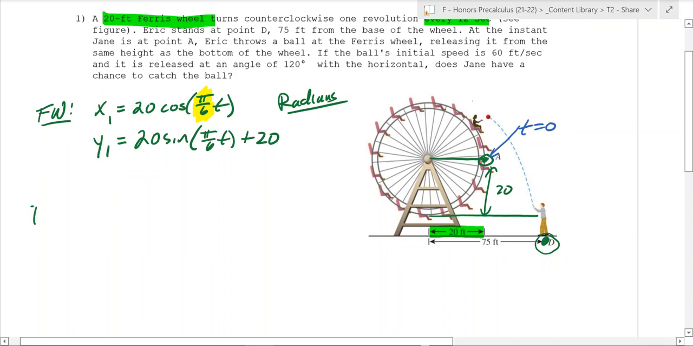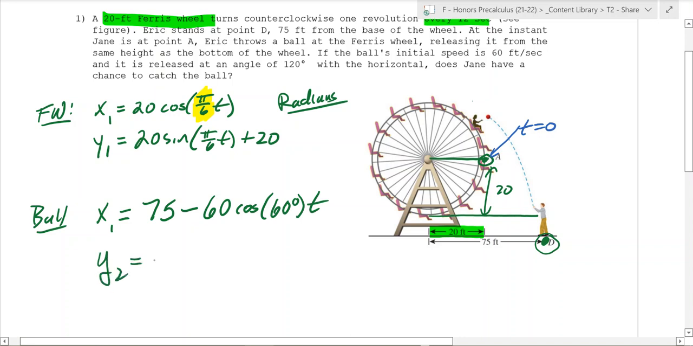Now, the ball, similarly, x1 in this case is going to be from yesterday. When I say similar to yesterday, we're using the formula from yesterday. It's going to be 75 minus 60 cosine of 60 degrees t. And that's the formula we got yesterday for a ball with regular Earth gravity. And the vertical position, which is where gravity really comes into play, is negative 16t squared plus 60 sine 60 degrees t. And the reason you get that is the angle measure here.